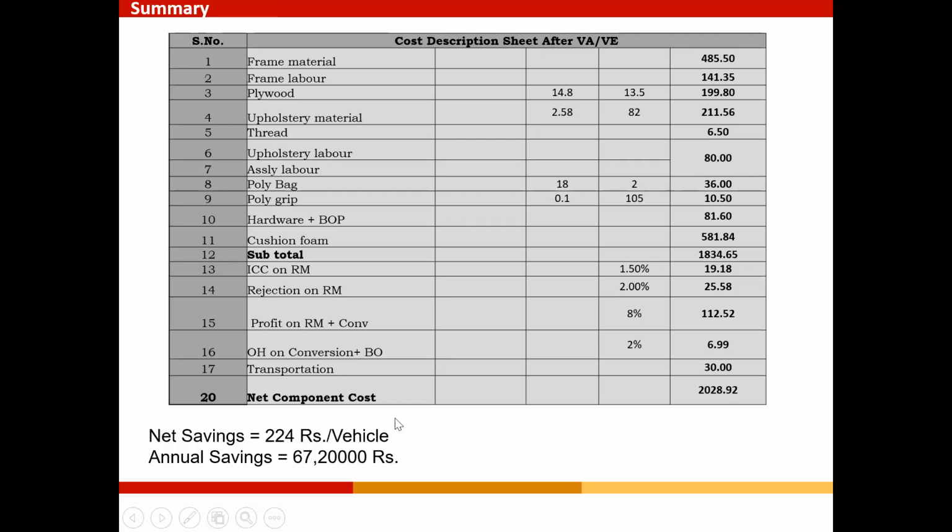So the net saving is 224 rupees for one vehicle, and they're going to get almost 6 crores 72 lakhs, oh no, sorry, it's 67 lakhs 20,000. So this much is the annual savings that they are going to get.